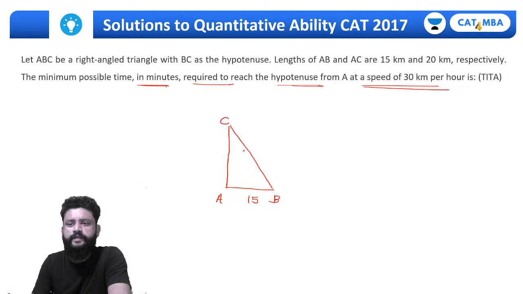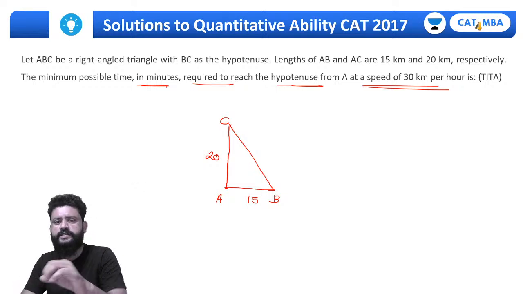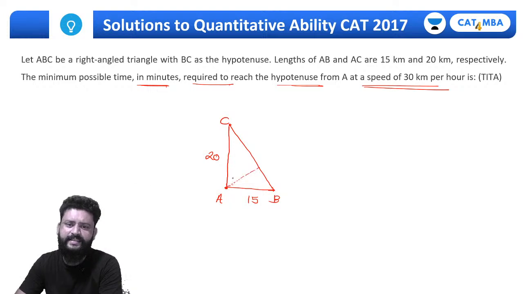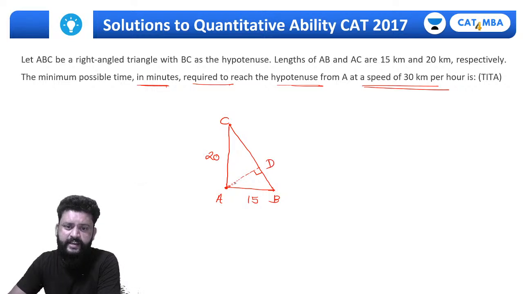and AC is 20. So we have to start from A and go to the hypotenuse. What is the shortest distance to reach the hypotenuse? Any point on the hypotenuse, whichever is the shortest distance, whichever is the closest one. So definitely the corner points of the hypotenuse are 20 kilometers away and 15 kilometers away. Which will be the shortest distance? What do you need to do? You need to draw a perpendicular on the hypotenuse, and this is the shortest distance to reach the hypotenuse, AD.